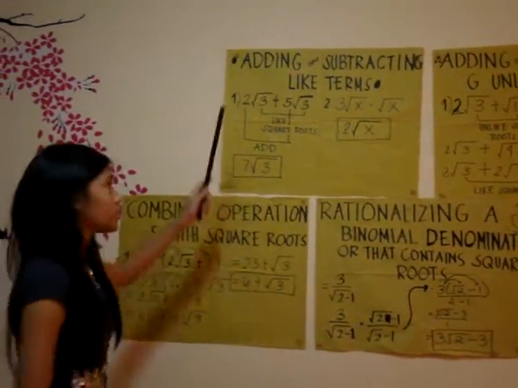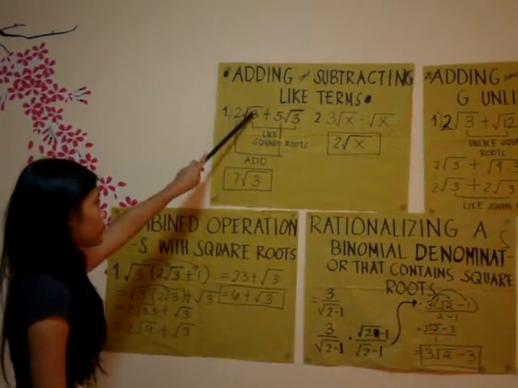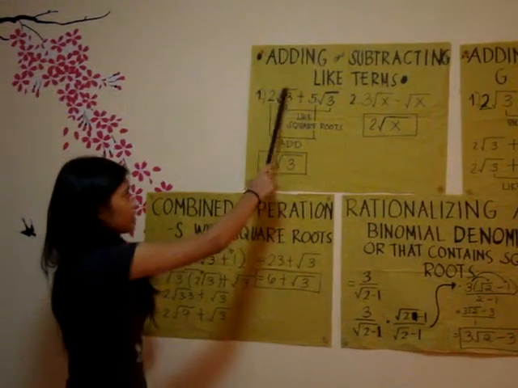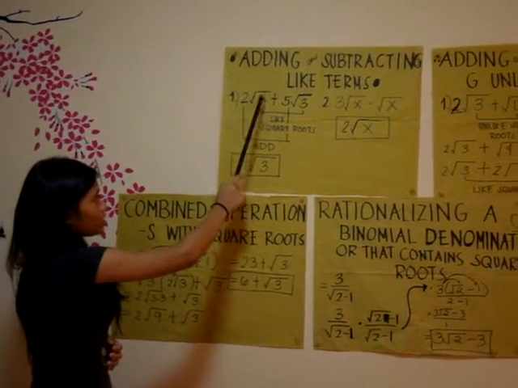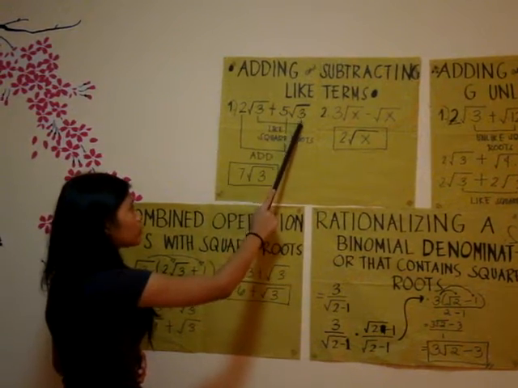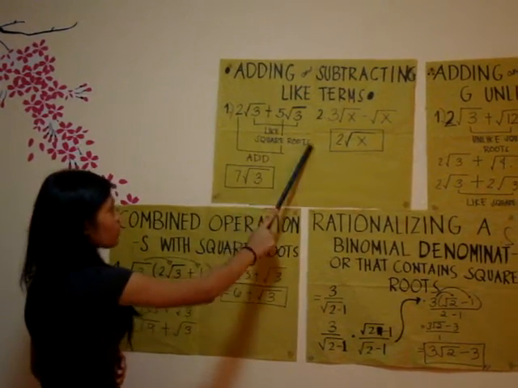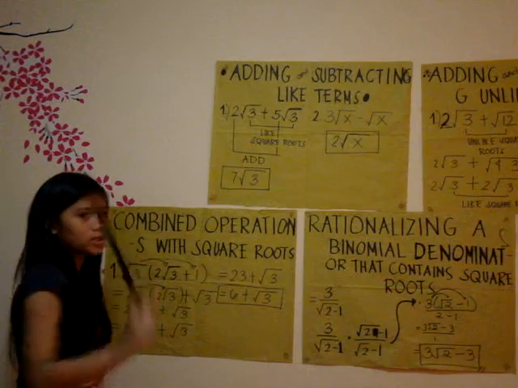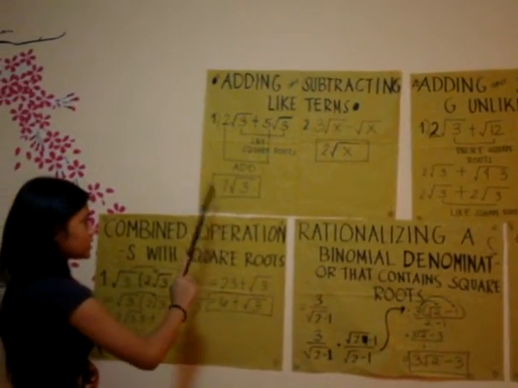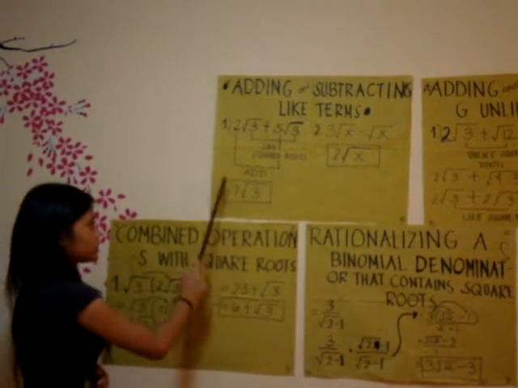So we have the given 2 square root of 3 plus 5 square root of 3. Now 2 is what we call the index, this is the radical sign, and 3 is the radicand. So both radicands are the same, so they are like square roots. Now we will just copy, no need to add since they have the same. So 2 plus 5 equals 7. So the answer is 7 square root of 3.